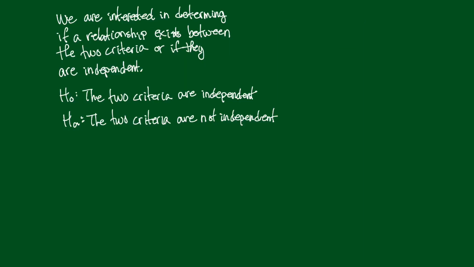And our interest is this. We're interested in determining if a relationship exists between those two criteria or if they're independent. So our H0 is different than before. Usually we had numbers in here, but now it's different. It's just going to say the two criteria are independent. H sub A will say they are not independent. And in the actual problem, I'll write exactly what they are. So in this example, I might write occupation and personality type are independent.